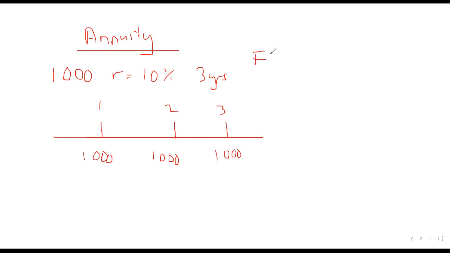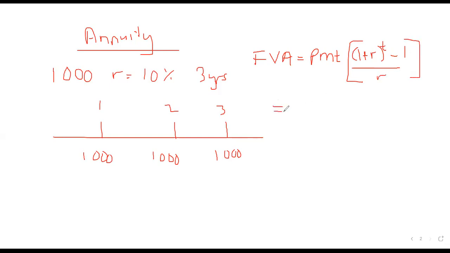So the formula we use, the future value of an ordinary annuity will be the periodic payment, and we have 1 plus R to the power time minus 1, everything over R. So our periodic payment here is 1,000.